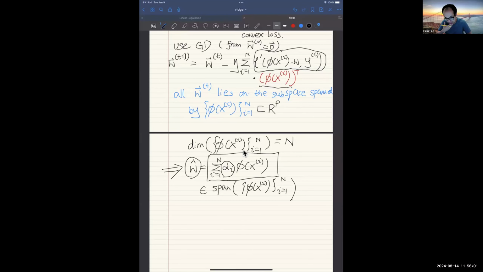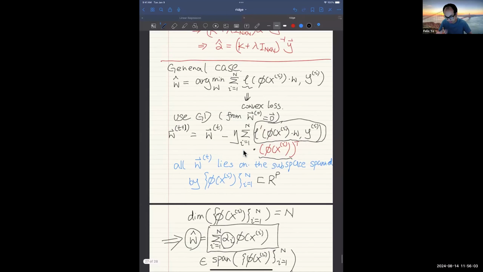So you can see this is the whole idea of the general case of why the kernel trick will work. This only makes sense if the feature space is significantly larger than the number of data points n right here.